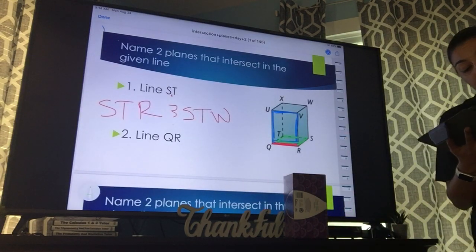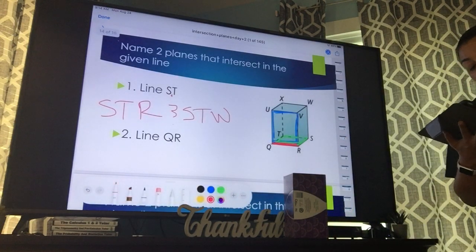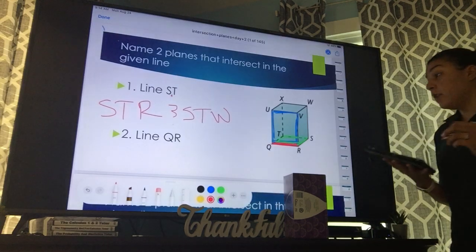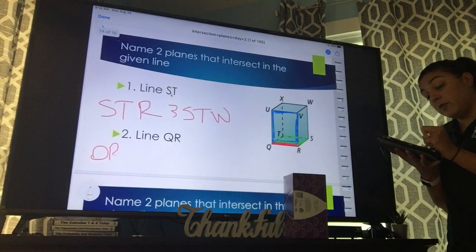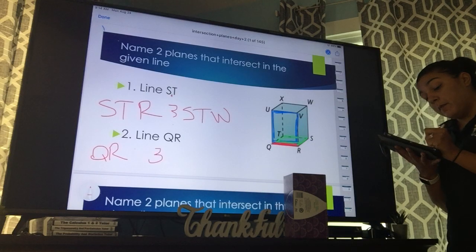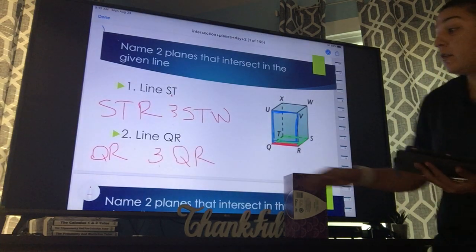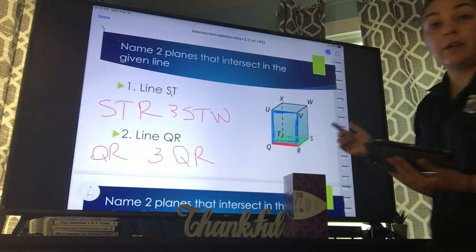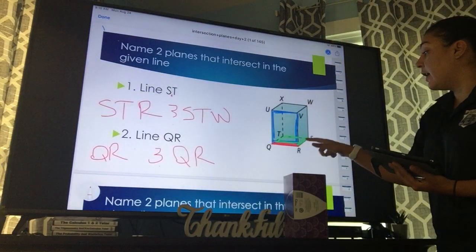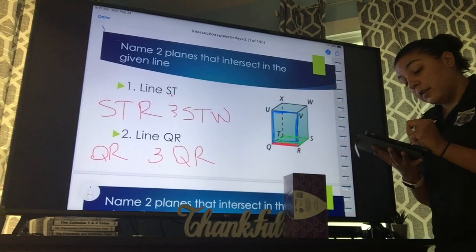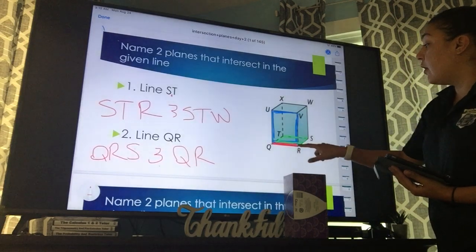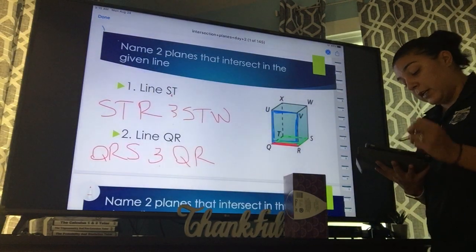Okay? So for planes of intersection, we know that QR should be QR blank. We don't really know QR and blank. Okay, so it's just a matter of filling in the blanks, a point on each plane. So I got QRS for one plane, and then QRV for another plane.